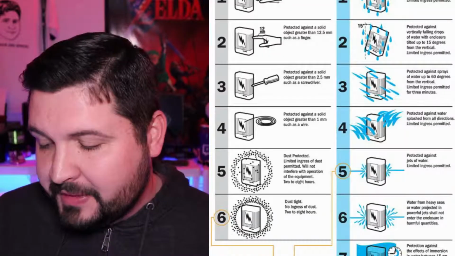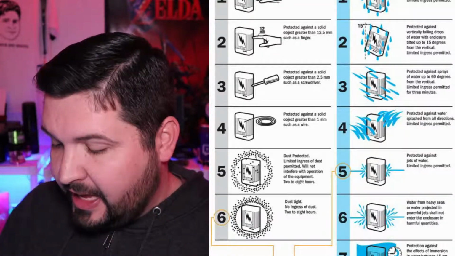So for the ease of this, we're gonna go ahead and continue with this example. IPX4 rated. So what exactly does that mean? Well, if we pull up the diagram, which I have here on my phone, we're looking at IPX.